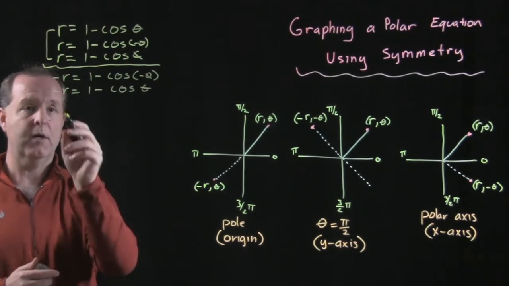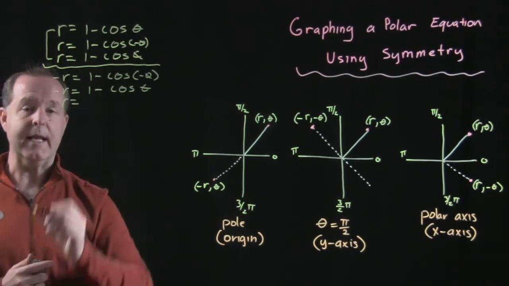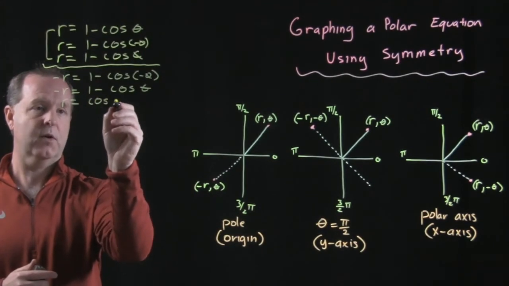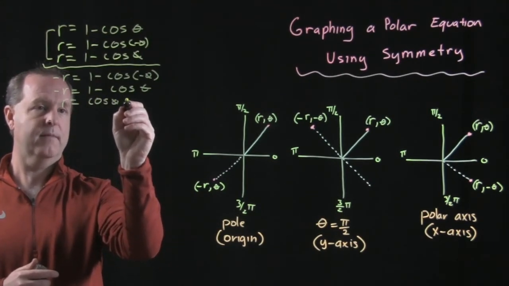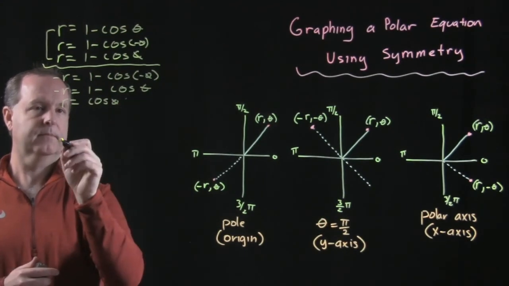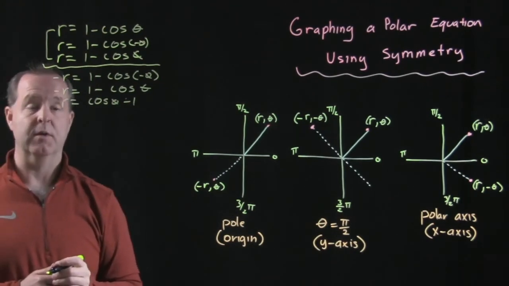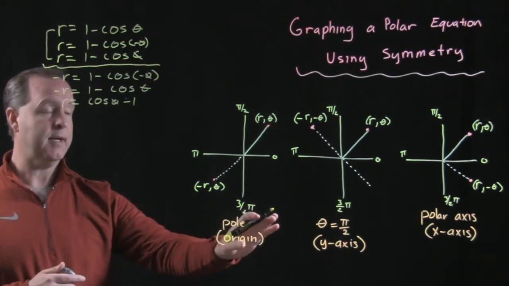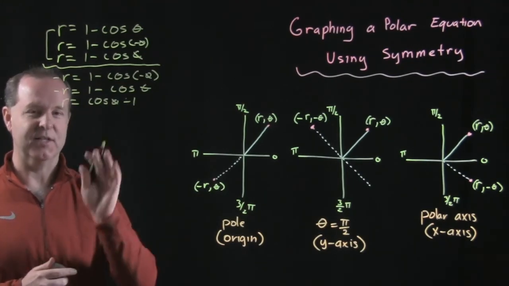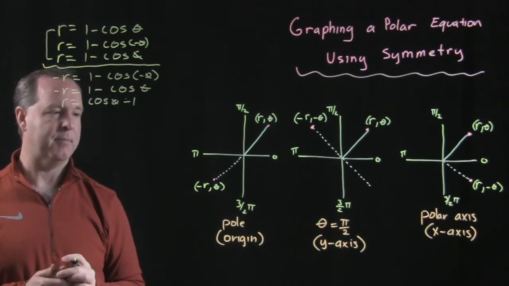Solve for a positive r, so multiply everything through by a negative 1. So r is going to equal negative 1 plus cosine of theta. And I'll just rewrite those around, so it's cosine theta minus 1. And that does not match up with the original equation. So there's no symmetry, or there may not be symmetry about the y-axis. Just remember, just because it fails a test doesn't necessarily mean there is no symmetry about that particular point.